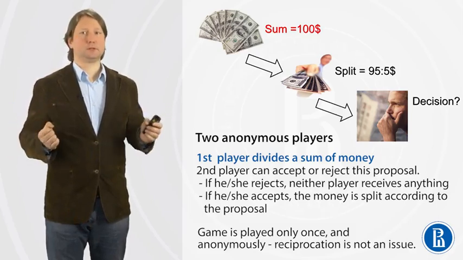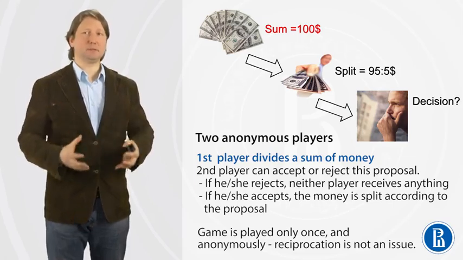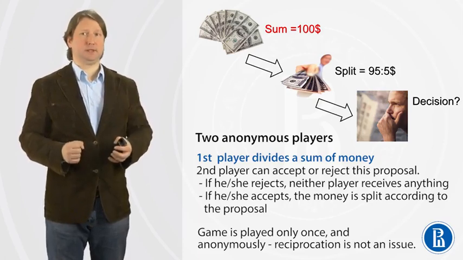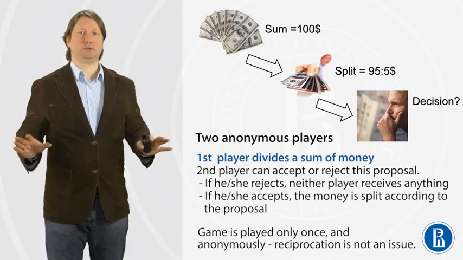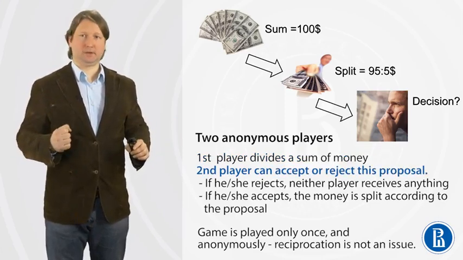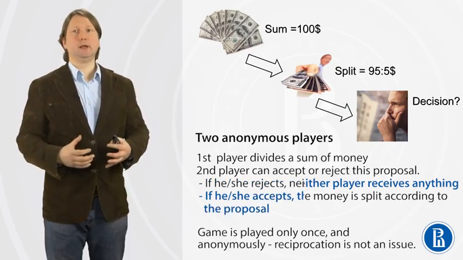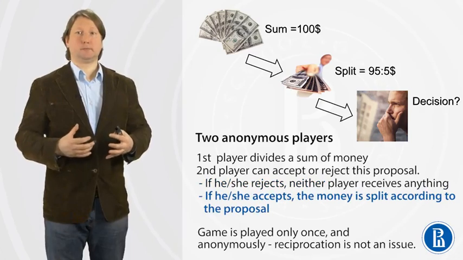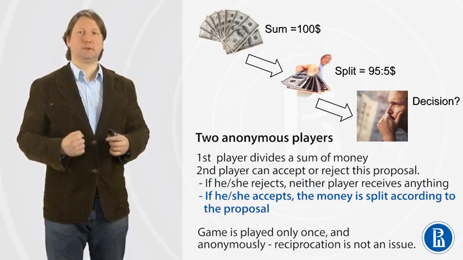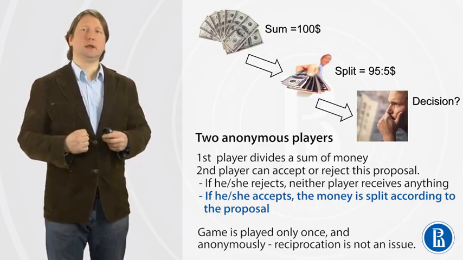So there is no limitation. Player one can split the money in any proportion. This game is played once and anonymously, so players do not know each other. Player two can either accept or reject the offer. If player two rejects the offer, nobody gets any money. If player two accepts the offer, they get money in the proportion suggested by player one. It's a very simple experiment, but it actually makes a lot of interesting predictions.